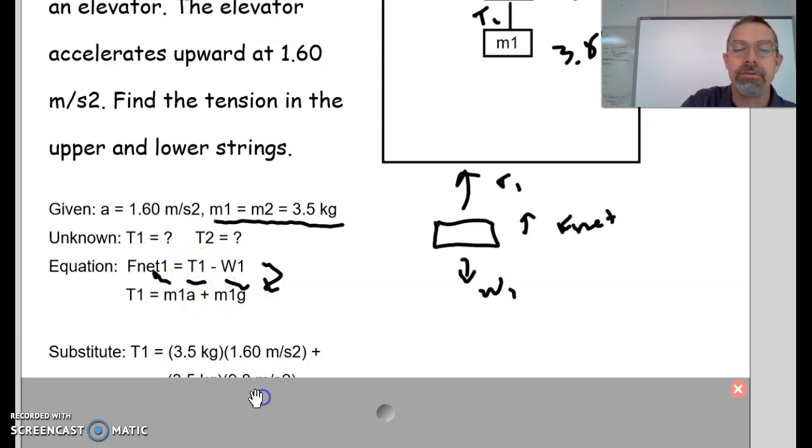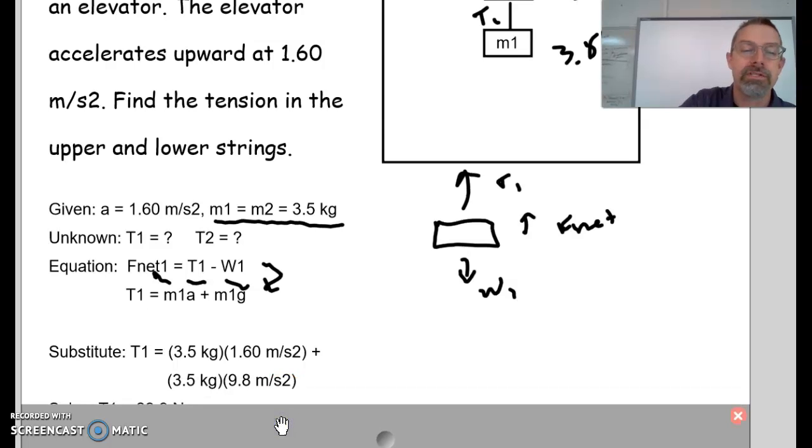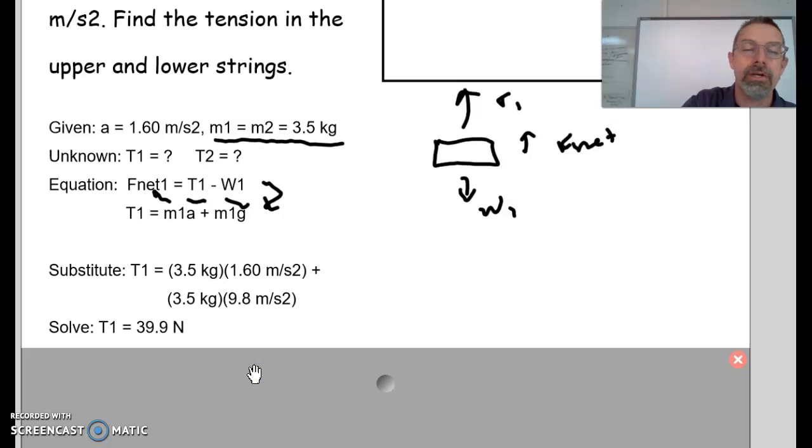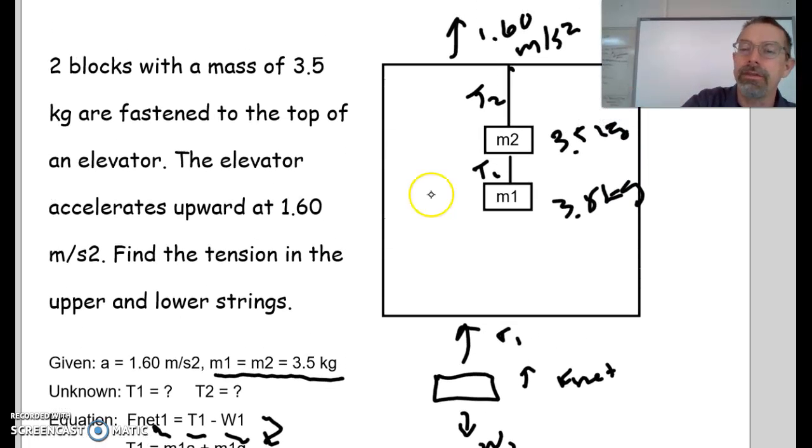And now I'm going to substitute in what I know. I know that my tension is going to equal mass times acceleration. That's my net force, plus my weight, which is mass times gravity. So I find out that my tension in this first string is 39.9 newtons. So that's great. I know that that T1 equals 39.9 newtons.